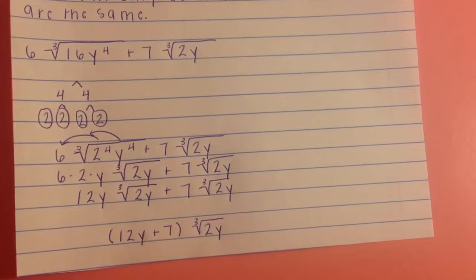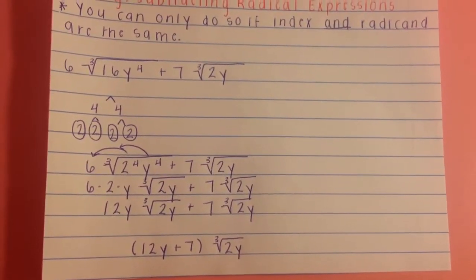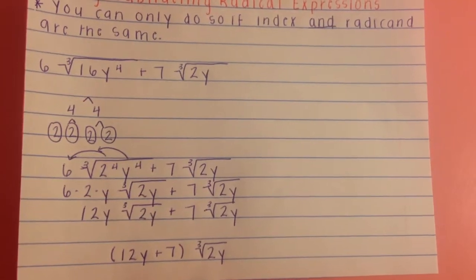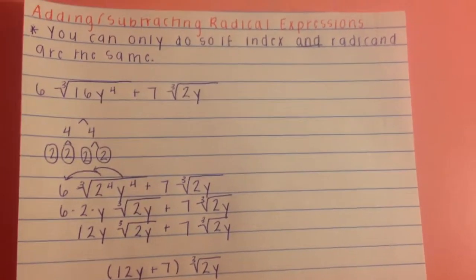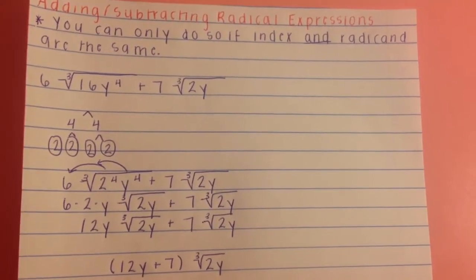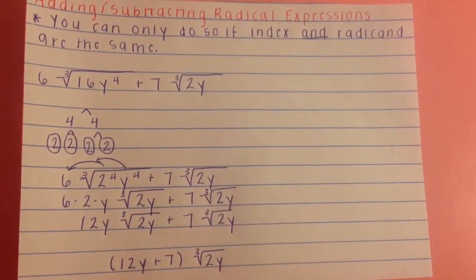And another common mistake that a lot of people might make is trying to add our radicands together, but we can't add those together. It would just add 12y plus 7, and then it'll be times the cube root of 2y.